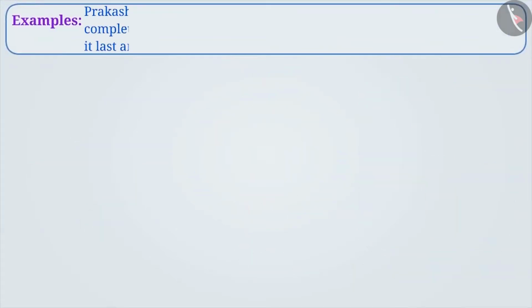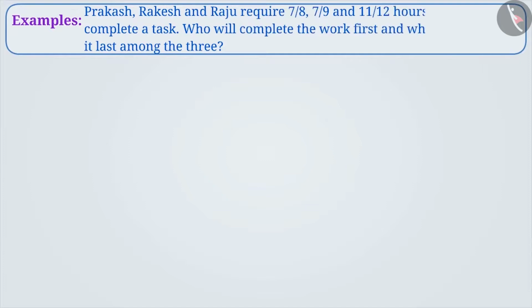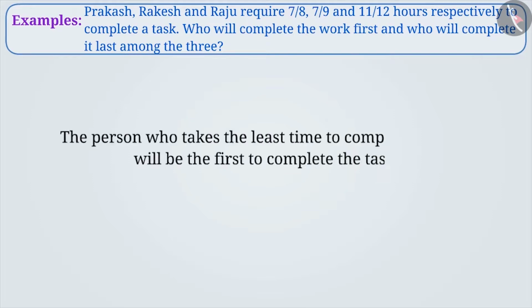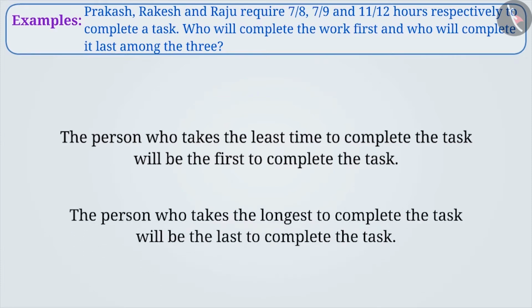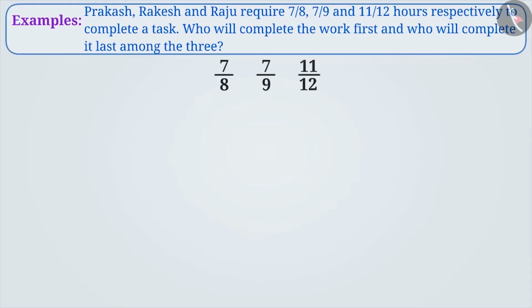Next example, Prakash, Rakesh and Raju require 7 by 8, 7 by 9 and 11 by 12 hours respectively to complete a task. Who will complete the work first and who will complete it last among the three? The person who takes the least time to complete the task will be the first to complete the task, and the person who takes the longest will be the last to complete the task. So in this example, in order to compare the fractions, we need to arrange them in a certain order. Let's arrange them in ascending order. If we consider the two fractions 7 by 8 and 7 by 9, then the numerators of these two fractions are equal, but the denominators are not equal.